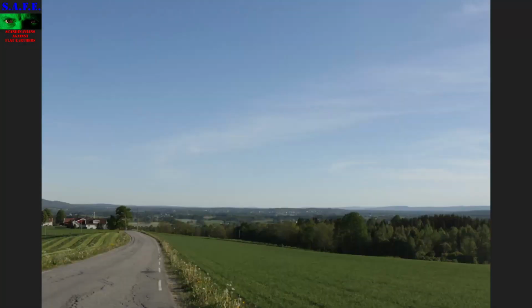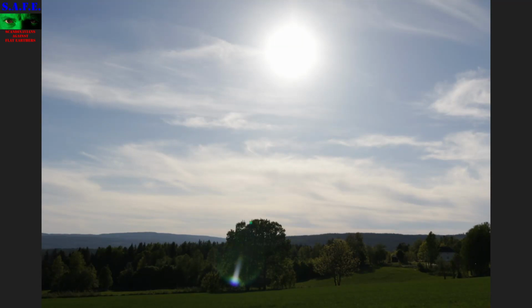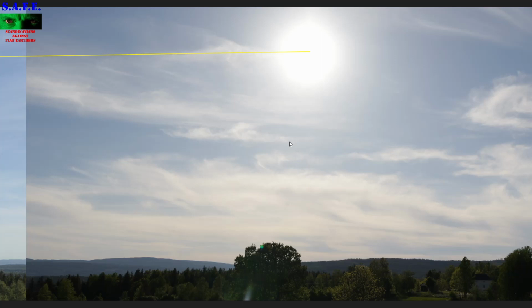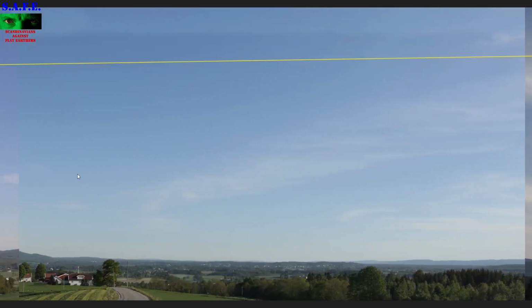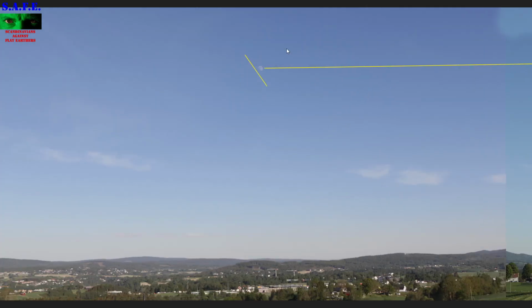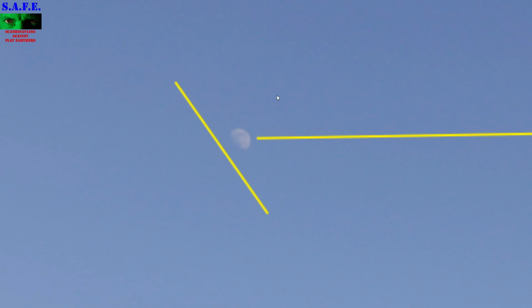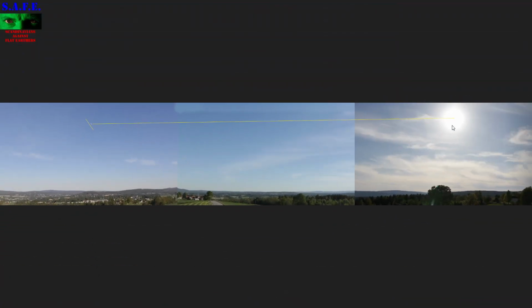So I shot these three photos, wide angle. And yeah, this doesn't look right. How about putting those three photos side by side and drawing a line from the sun to the moon? That is interesting. If we zoom all the way out, this looks bad.